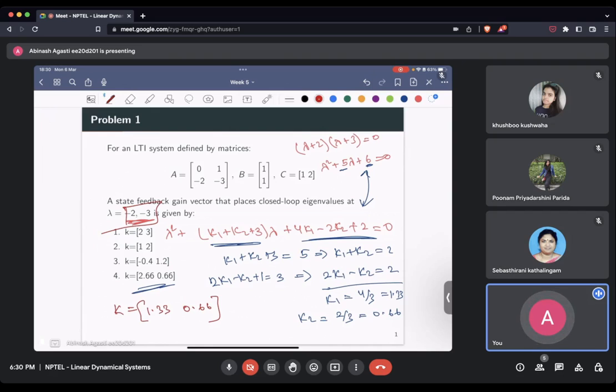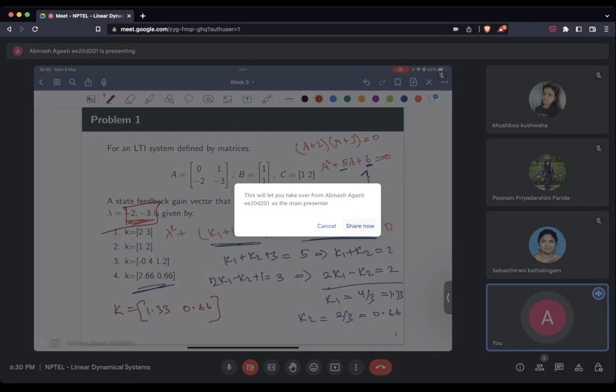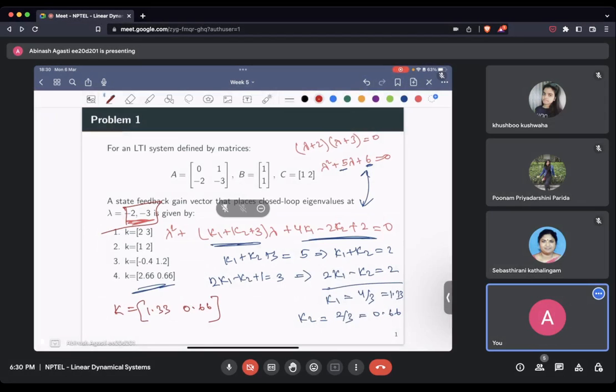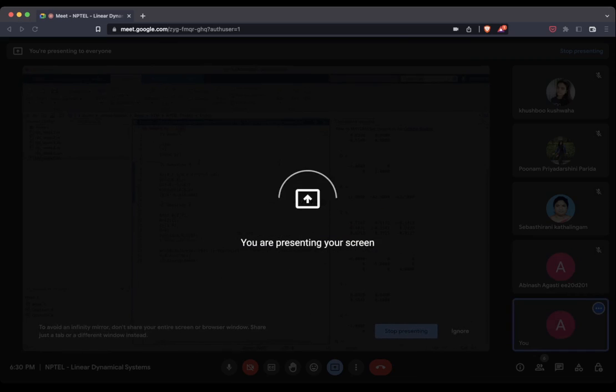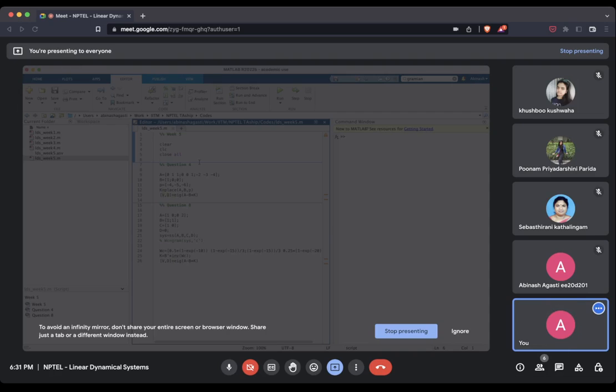So is it clear till this point? What we did by comparing the coefficients? Okay, so let us check some example like simulation in MATLAB. So let us write it ourselves.